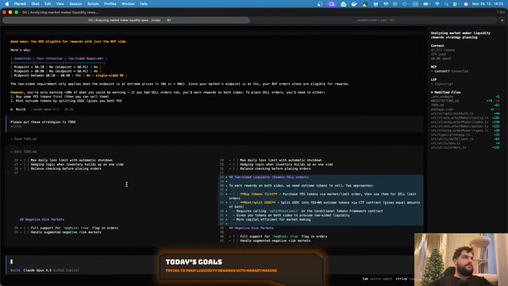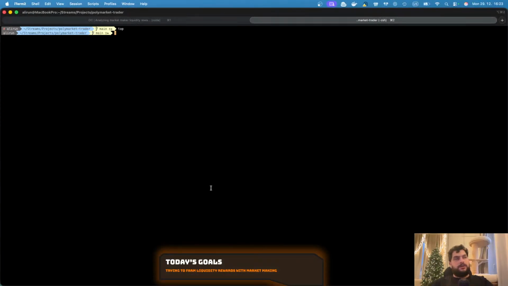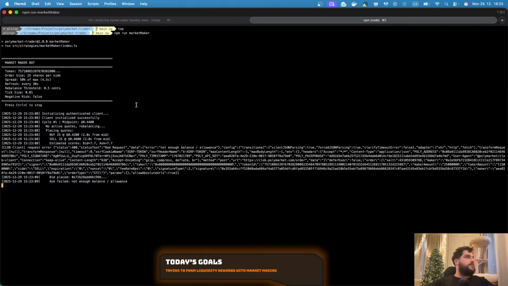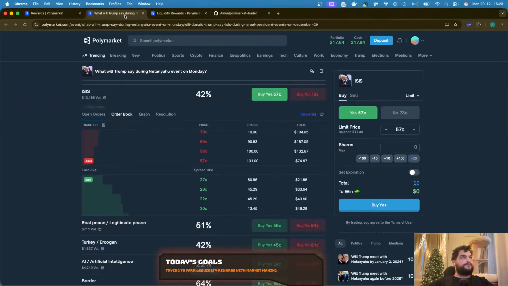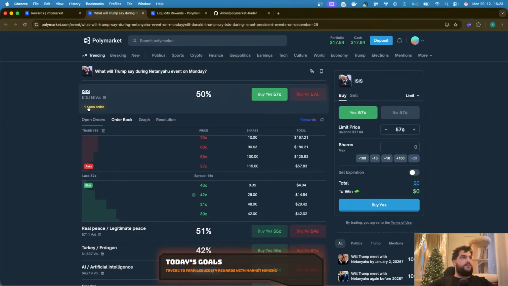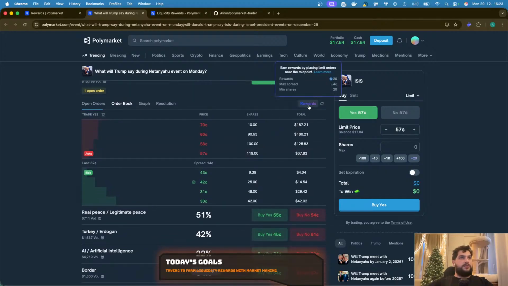Okay, we'll keep that for later, but for now, let's just run it again ourselves and see what's happening with the rewards. So we have not enough balance on one side, and the second side was placed. And let's see here. We have one open order, and this is it. It's here.